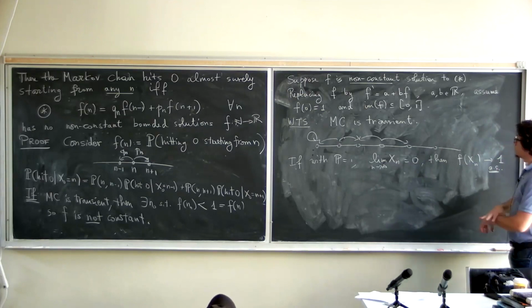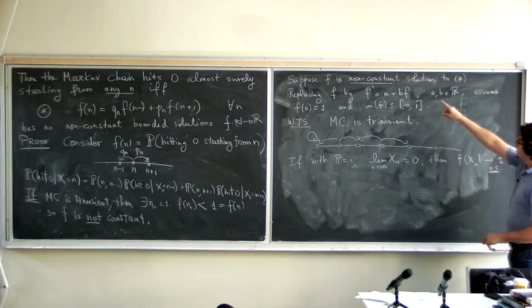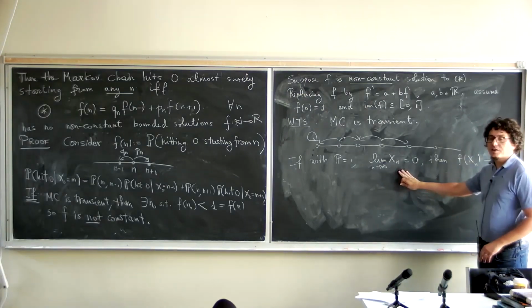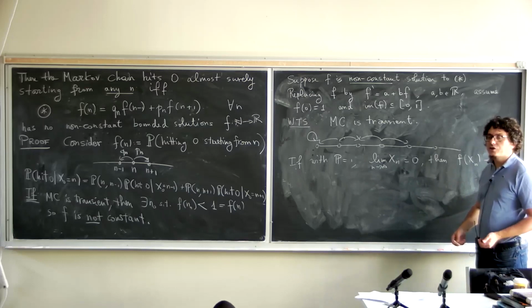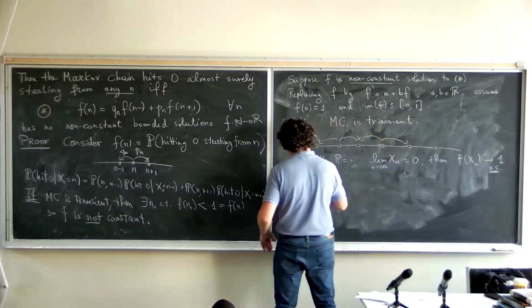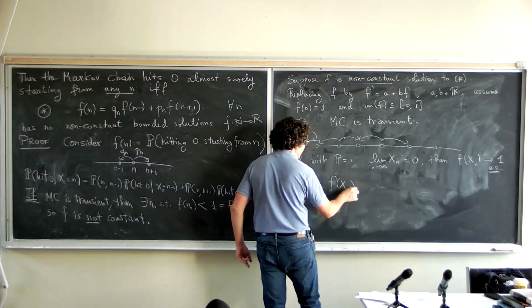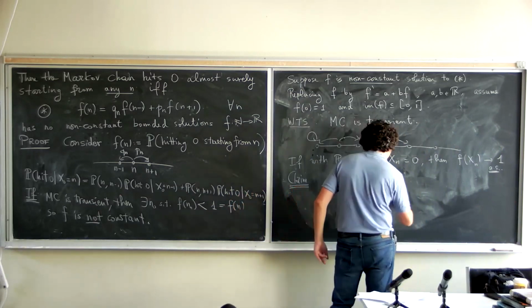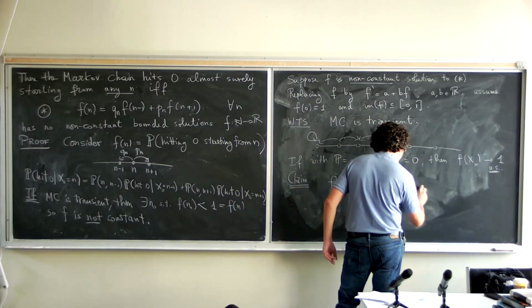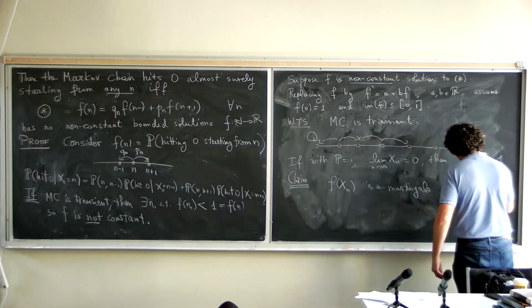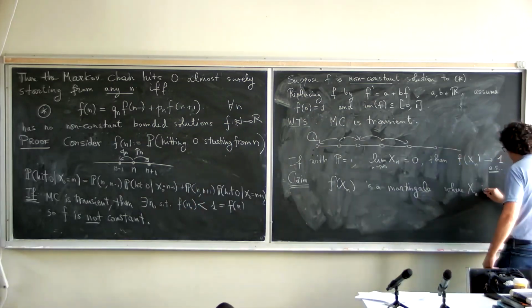But then we have to see what the limit is. How can we show that this limit exists in the first place? To do that, we should use the martingale convergence theorem. So the claim is that f of xn is a martingale, where xn is the Markov chain.